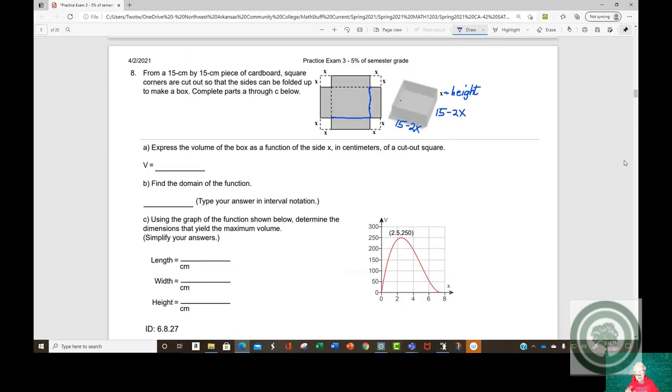All right, so the first thing we're going to do is express the volume of the box as a function of x. Okay, well, volume equals length times width times height. So that will be length times width times height. Although it's easier and more common to write the x, since it's all by itself, in front, probably so that it doesn't get lost.